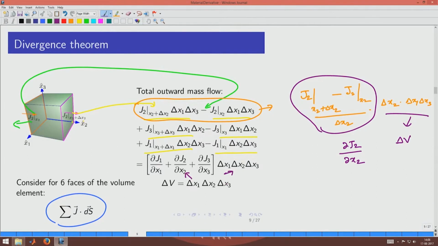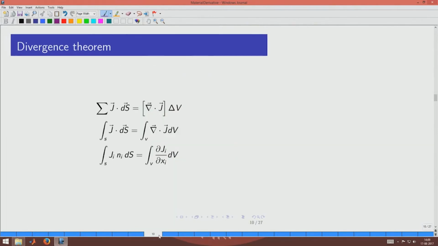Okay. And similarly for all other two directions, if you write, then you would see that the sum of the fluxes is given as the terms dou j1 by dou x1 plus dou j2 by dou x2 plus dou j3 by dou x3 into the volume of the control volume. Okay. So, delta V that is coming here with the definition. So, which means that by looking at the sum of the flux through all the 6 phases, we are seeing that it comes about a term which here shows it is the divergence of the flux into delta V.